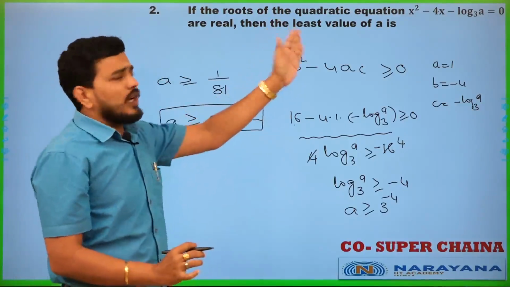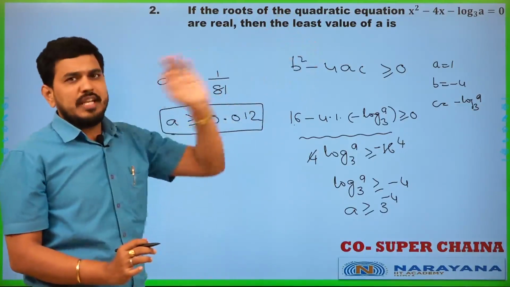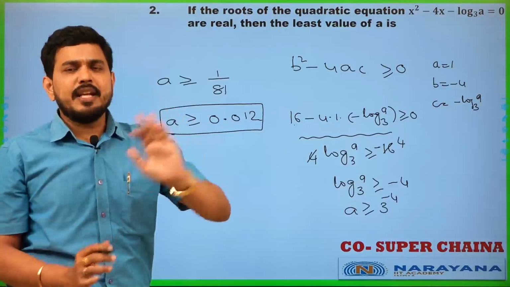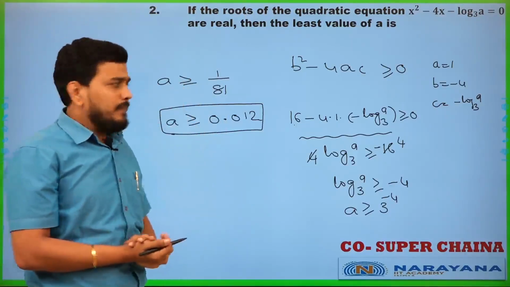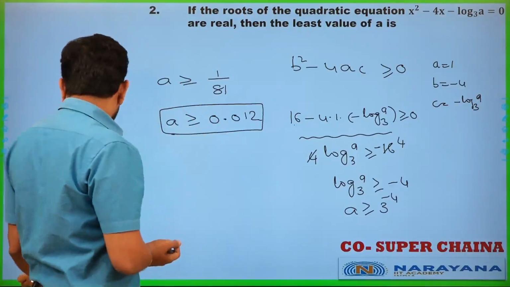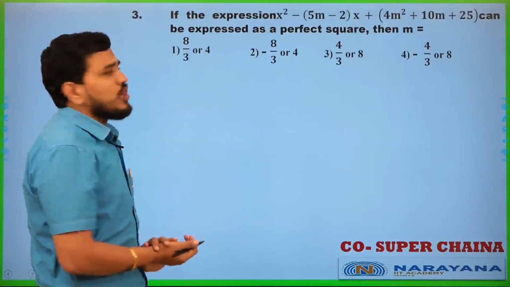Again, this complete question depends on the discriminant of the given quadratic equation. Okay, let us look at the next question. The next question is question number 3 here.